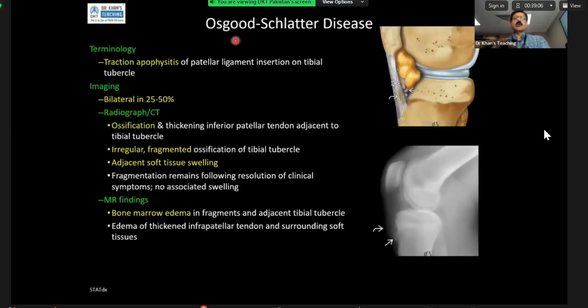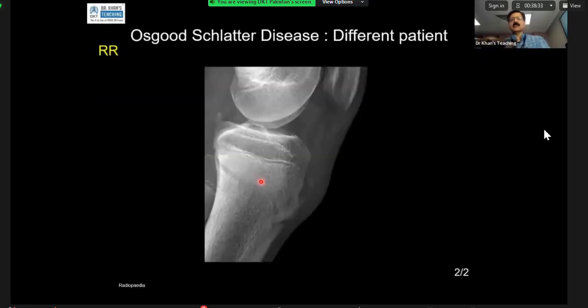Now, what is Osgood-Schlatter disease? Traction epiphysitis of patellar ligament insertion on tibial tubercle. Traction epiphysitis. So, irregular fragmented and adjacent soft tissue swelling. So please remember, fragmented is a normal variant or can be a normal variant. When you see adjacent soft tissue swelling, call it. And on MR, there will be bone marrow edema at this site.